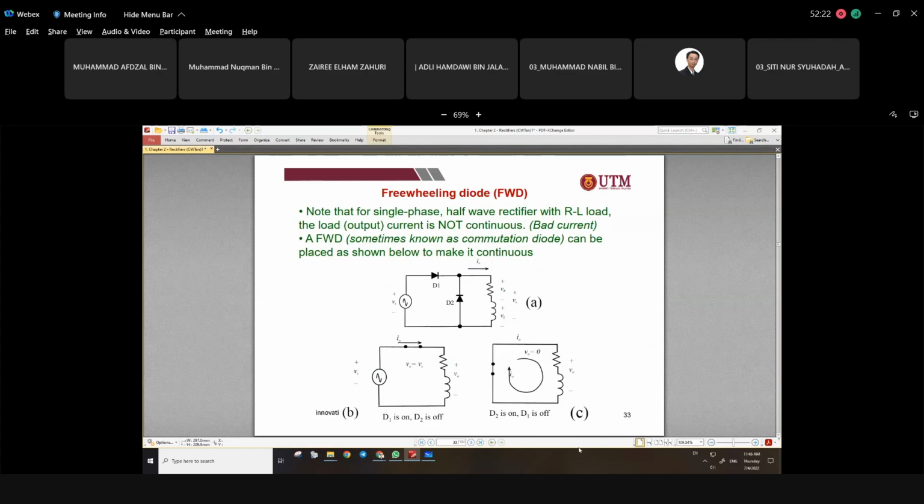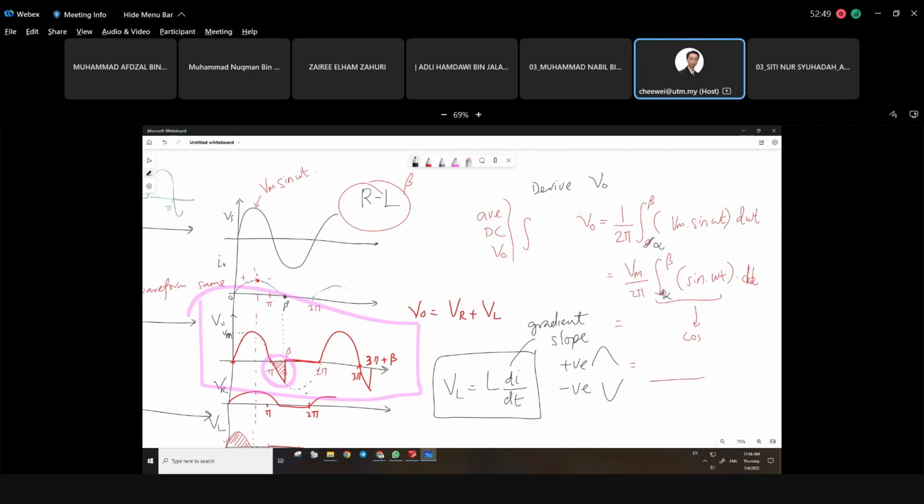Okay, are you guys still okay to continue? Because now we need to play around with the circuit by adding in a new friend. That new friend's name is freewheeling diode. Okay, start with FWD. So when you have FWD in, what is the impact to the waveforms here?